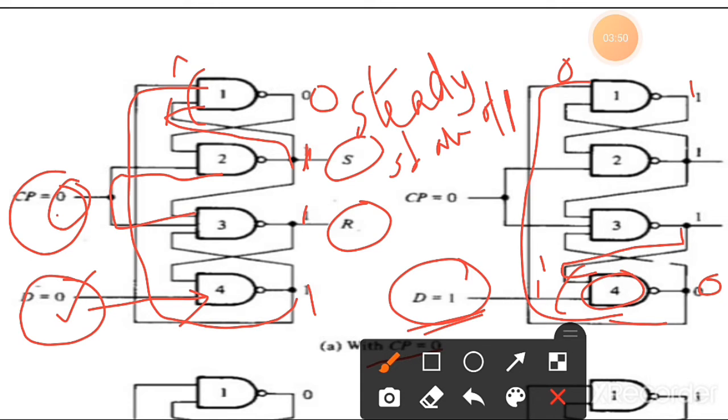And if Cp is equal to 0, here the output becomes 1 1. Any one of the inputs is 0, then the output becomes 1 1. And these are the two possible conditions when the Cp terminal is 0. That means it disables any changes at the output of the flip-flop.